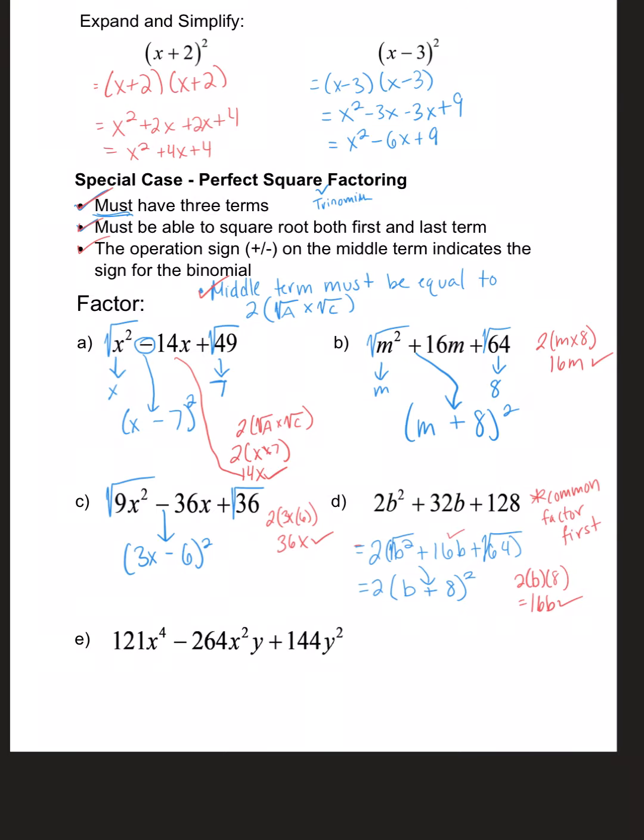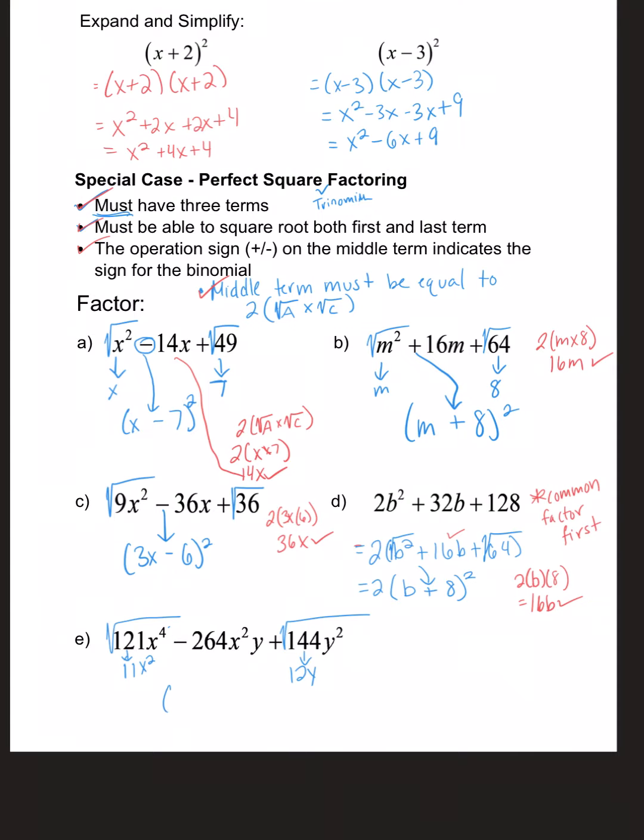Okay, the last one we'll take a look at. This one is bigger numbers, but don't let that throw you off. And also pay attention, they've thrown in some extra variables. So if we square root our first term, the square root of 121 is 11. The square root of x to the power of 4 is just x squared. And then can we square root our last term? It'll be 12y.